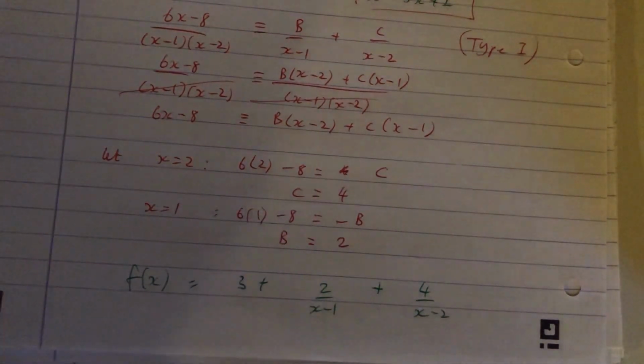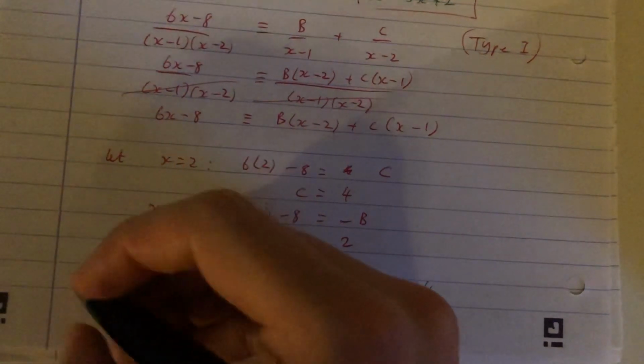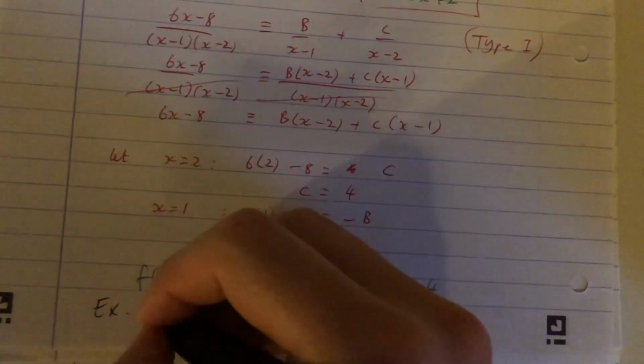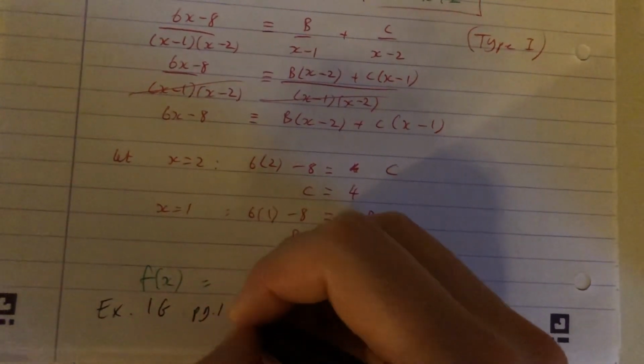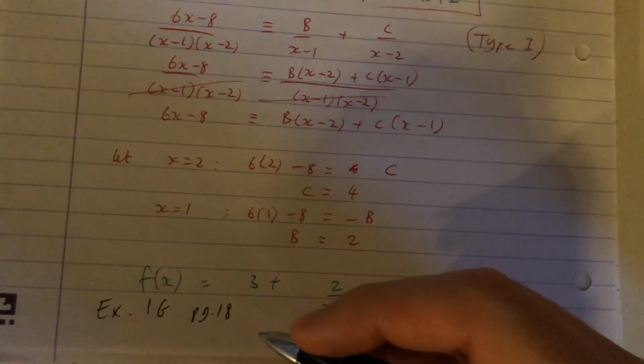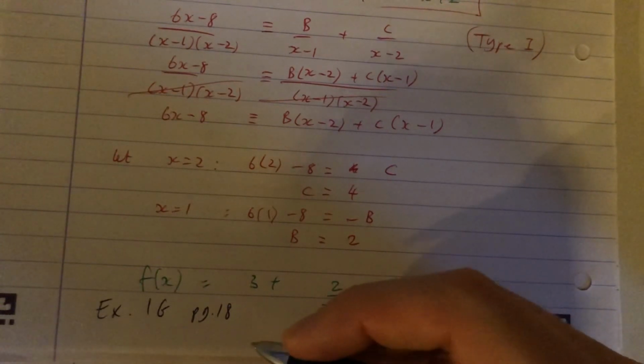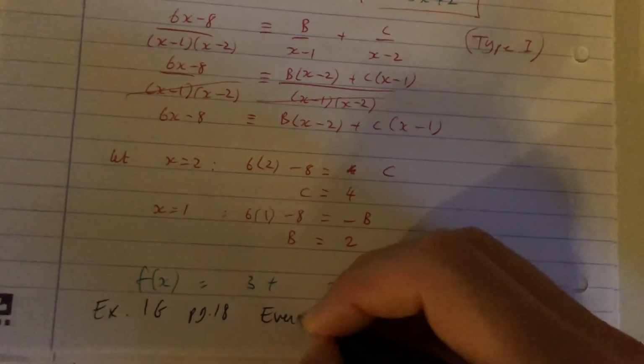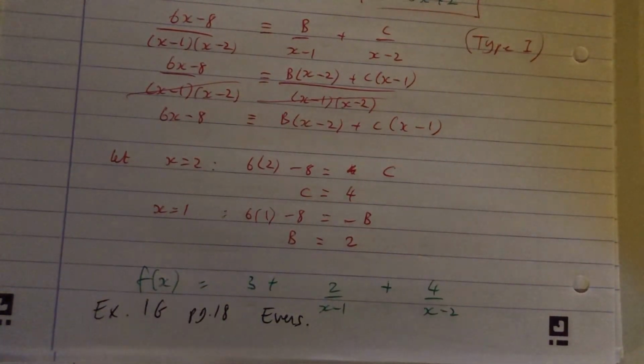The questions I'd like you to complete are on page 18. This exercise 1G. And if you could try all of the, let's go with the evens. So try all of the evens, please.